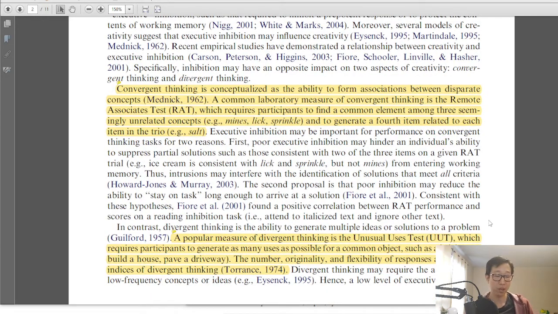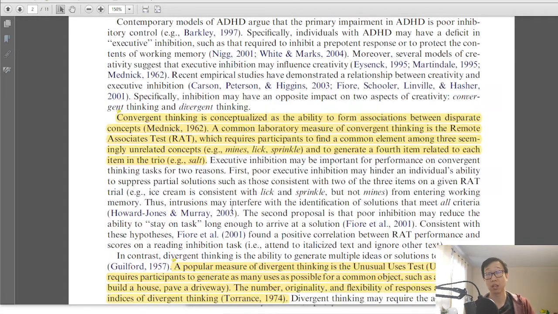For evaluating creativity, they use a couple different tasks or tests, and these are related to convergent thinking and divergent thinking. For convergent thinking, they use the remote associates test, or RAT. I don't know if people just say RAT, but RAT.